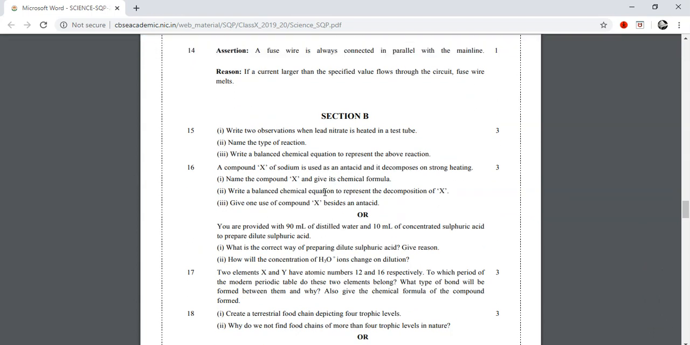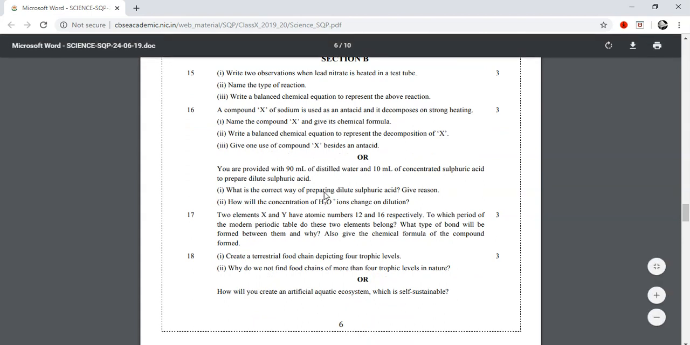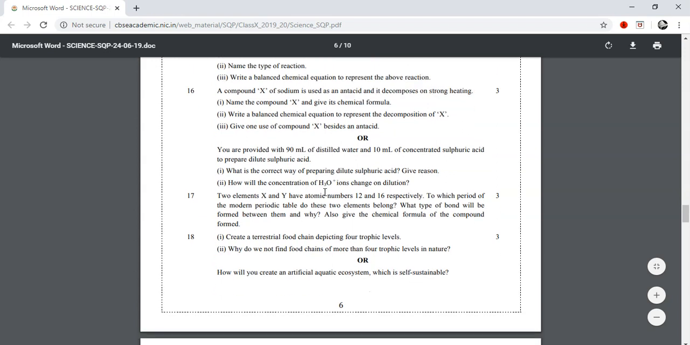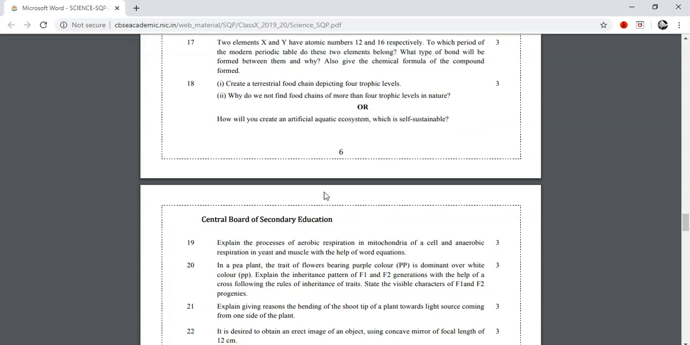Now let's go and see what's there in section B. In section B, you will be having 3 markers as discussed before. And there will be internal choice wherever needed. Do you see this? There is a choice in the 16th question. And very similarly, there's a choice in the 18th question. So you will not have a choice for all the questions. You have it only at certain areas.